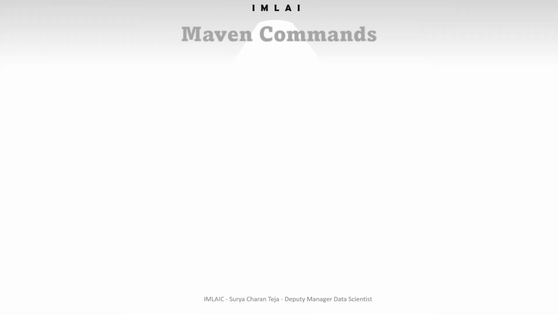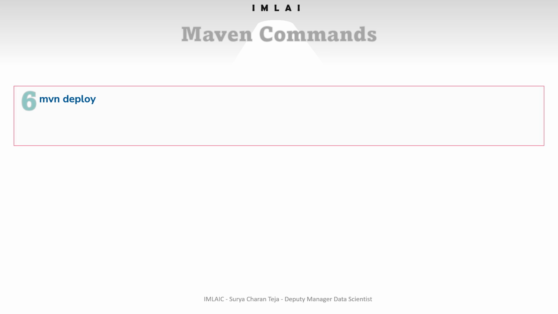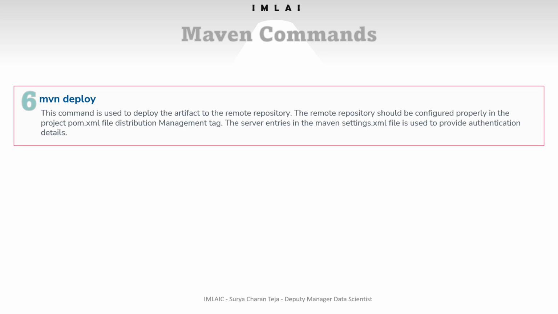Then we have the sixth command, mvn deploy. This command is used to deploy the artifact to the remote repository. So the remote repository should be configured properly in the project pom.xml file distribution management tag. The server entries in the maven settings.xml file are used to provide authentication details. Anyway, we are not going to do this in this exercise. We're going to do till install and package.